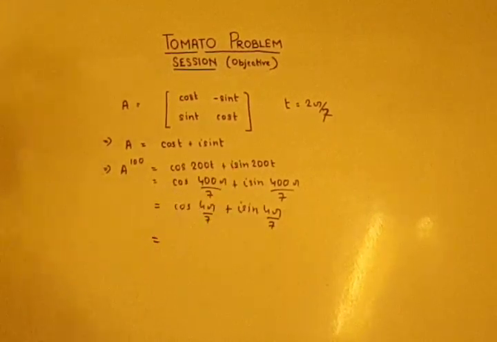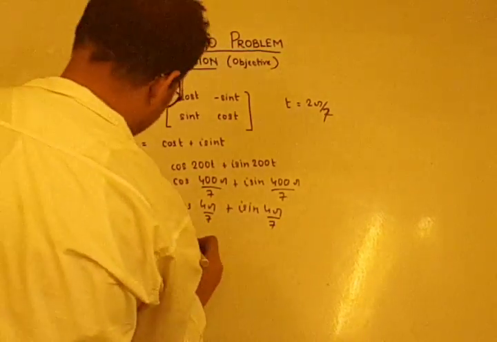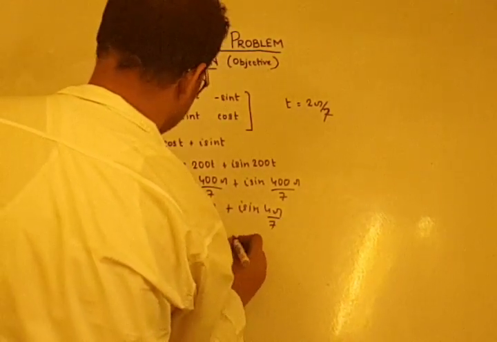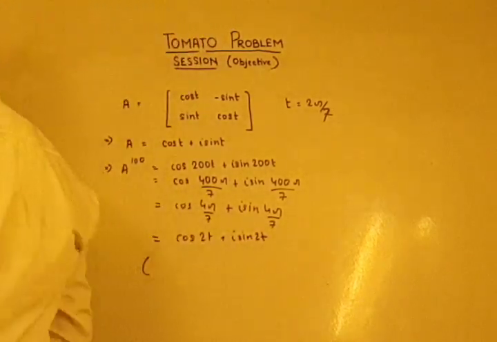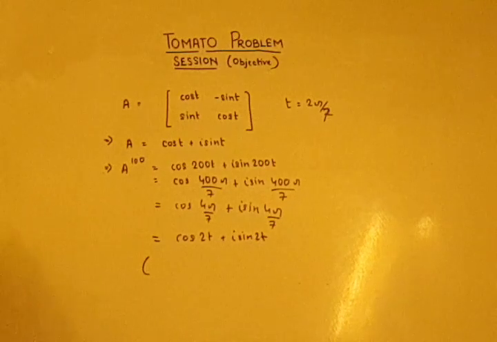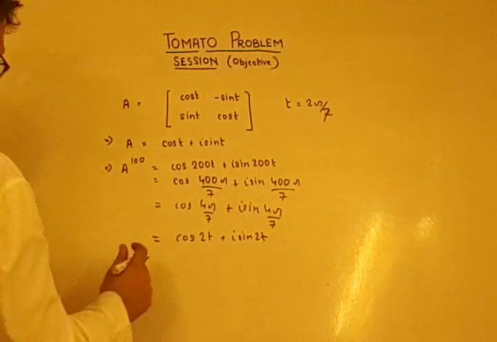So we can just apply the periodicity part and we get cos 2t plus i sin 2t. So the correct option according to the Tomato book is cos 2t plus i sin 2t. That is, how can we represent this in complex number then?